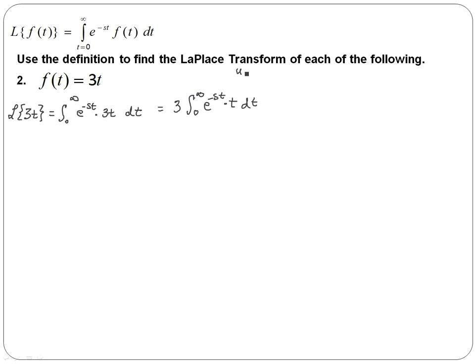Let me let u equal t and dv equal e to the negative st dt. Then du is going to be dt, and v is going to be the integral of e to the negative st, which is e to the negative st divided by negative s.